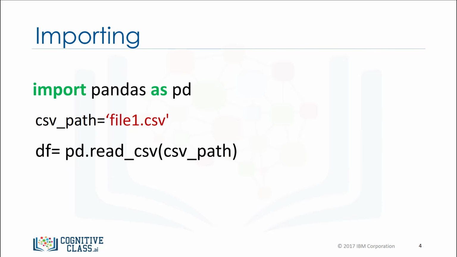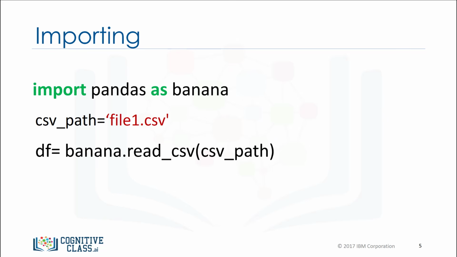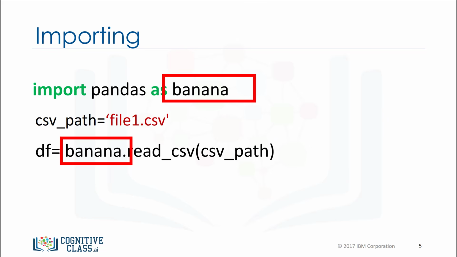Typing pandas all the time may get tedious. We can use the as statement to shorten the name of the library. In this case, we use the standard abbreviation PD. Now we type PD and a dot followed by the name of the function we would like to use. In this case, read_CSV. We are not limited to the abbreviation PD. In this case, we use the term banana. We will stick with PD for the rest of this video.